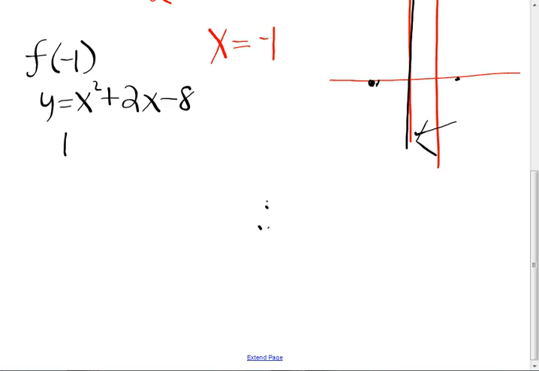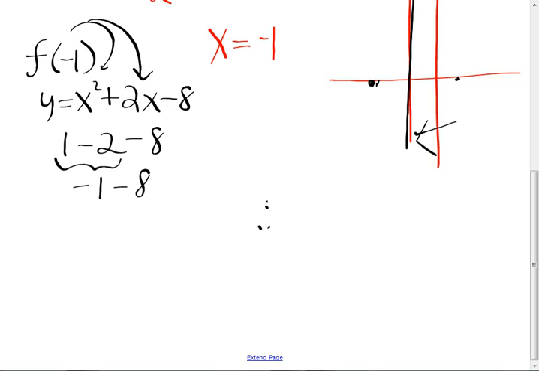And can you take 2 times a negative 1, Taylor? What's that going to give you? I'm going to put this in here for x. That's 2 times a negative 1. Negative 2. All right, keep it simple. Don't show the substitutions. Easier just to do this. Minus 8. And this gives you negative 1 minus 8 is negative 9. So where's the vertex? The vertex is at negative 1.